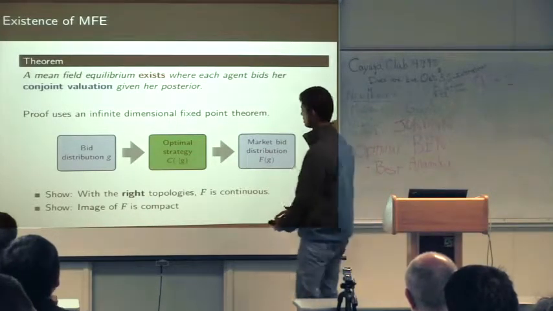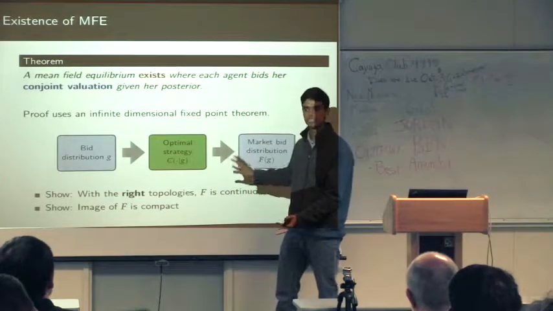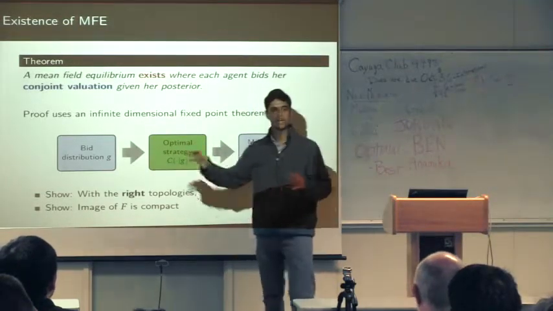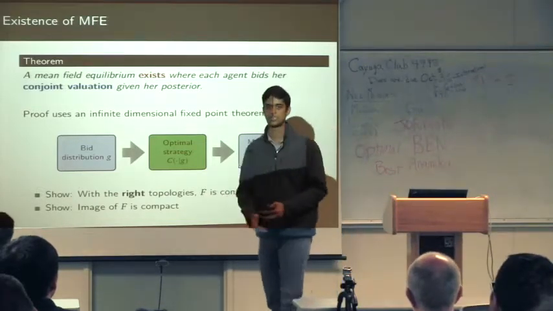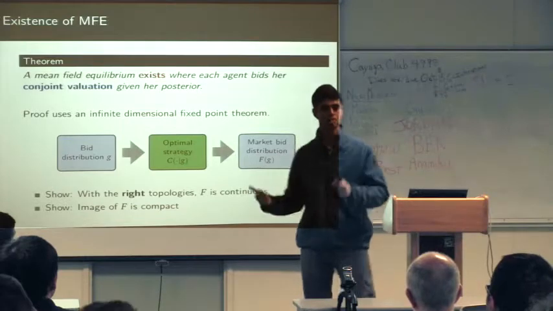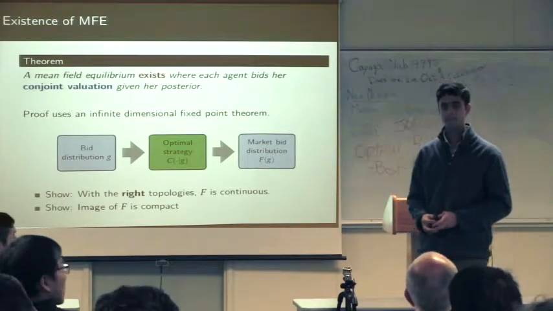And so the picture is actually slightly more complicated than what I have presented here, but if you impose the right topologies on the various spaces, you can actually use a Schauder fixed point theorem, and that shows that this infinite dimensional map has a fixed point. So what is the right topology?